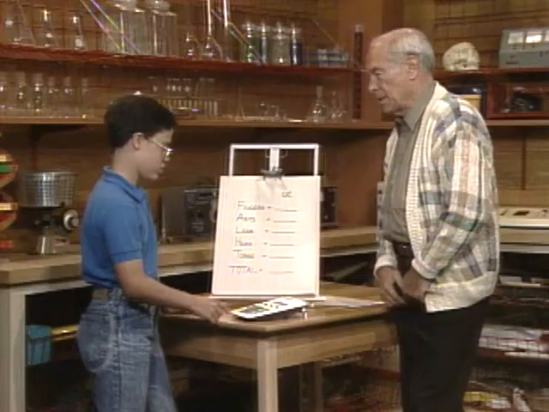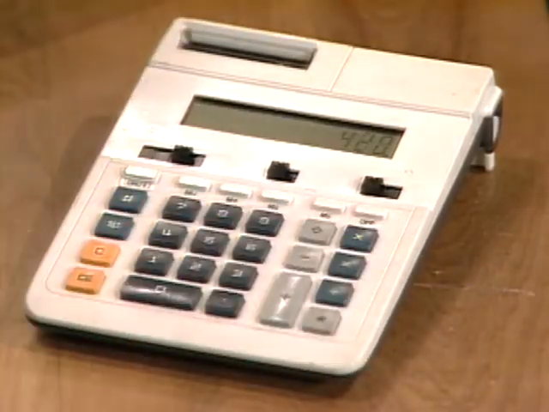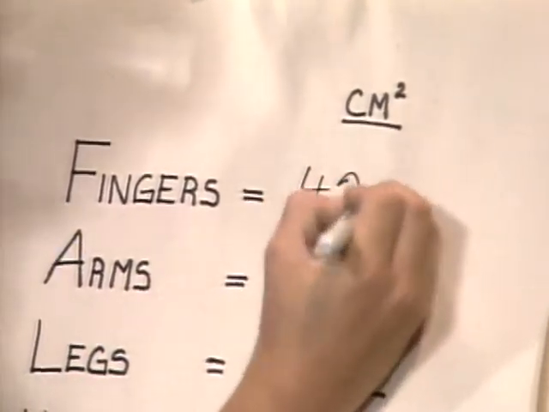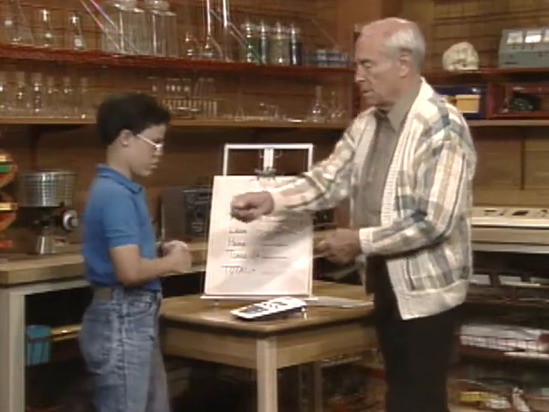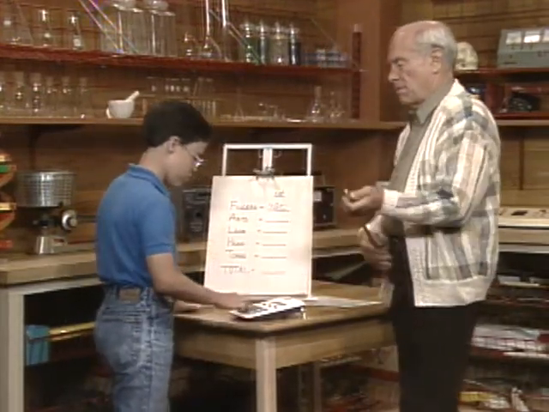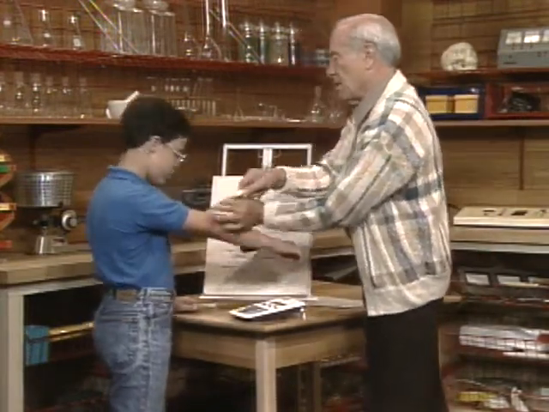Times 42 times 10, because I have 10 fingers. It's 420. Okay, write that in there. Next, arms. Length, 52 centimeters. Circumference, it's about 23 centimeters.